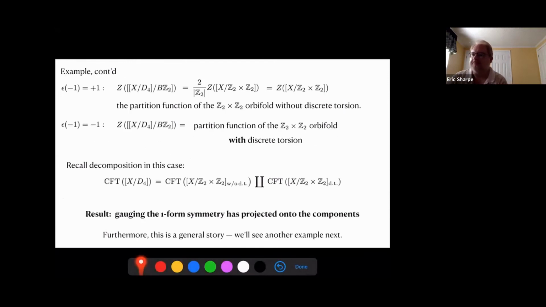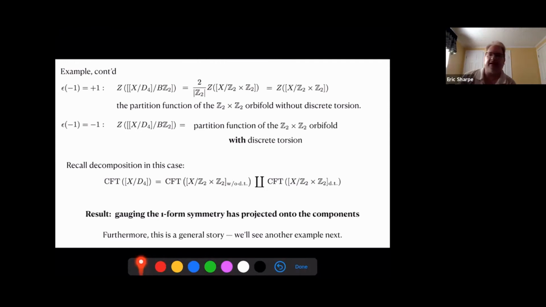All right. Now recall decomposition in this case. Decomposition said that the D4 orbifold should be the same as two copies of a Z2 cross Z2 orbifold, one with discrete torsion, one without. We got both of those possible objects as consequences of gauging the BZ2. There was a choice in this particular phase, this analog of discrete torsion. The upshot is that gauging that one form symmetry has projected onto the components. So that's a fun game in orbifolds.